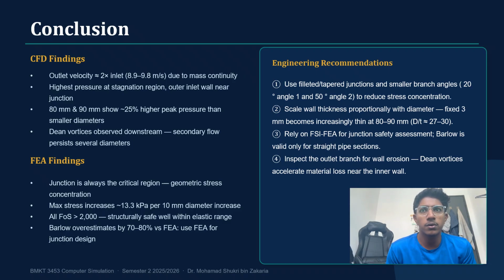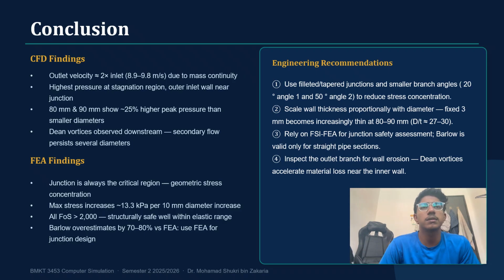Now I'm going to give the conclusions for FEA findings. The first conclusion is the junction is always the critical region, due to geometric stress concentration. Max stress increases 13.3 kPa per 10 mm diameter increase. All FOS more than 2000, structurally safe, well within elastic range. Barlow overestimates by 70 to 80% versus FEA, so use FEA for junction design.